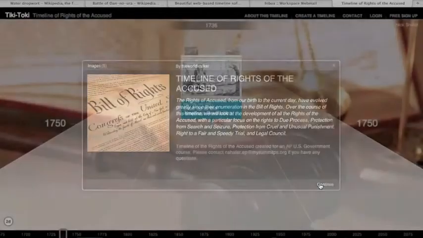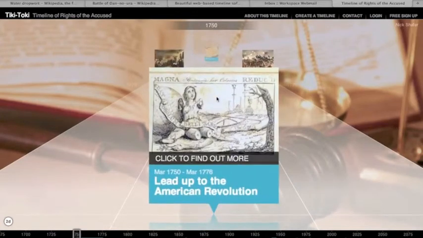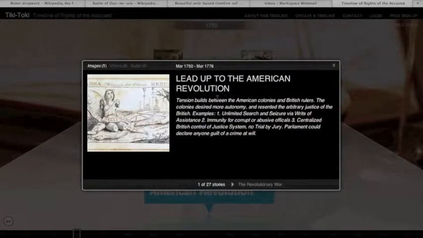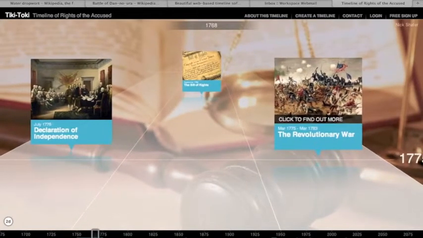So let's get started. Prior to the American Revolution, one of the main tensions between the American colonies and the British rulers was that the colonies desired more autonomy, in part with their justice system, and resented the arbitrary justice of the British. This included immunity for corrupt and abusive officials. There was centralized British control of the justice system, and so there was no trial by jury. Essentially, Parliament could declare anyone guilty of a crime at will, and there was not really any legal way to combat that sentence. This was a leading cause of the American Revolution, which I don't really need to go into more detail on. We all know about that.